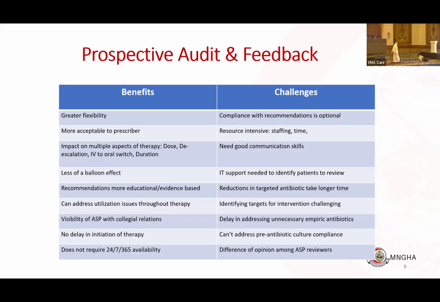Delay in addressing unnecessary empiric therapy. I mean, we do a round on Monday in the ICU, but the patient started the antibiotic last Thursday. Thursday, Friday, Saturday, Sunday, Monday, 5 days on empiric therapy and I'm not targeting them. Right? It's one of the disadvantages. Cannot address the pre-antibiotic culture compliance. Right? Because he already started the antibiotic. I don't know if he sent a culture before starting antibiotic or not.